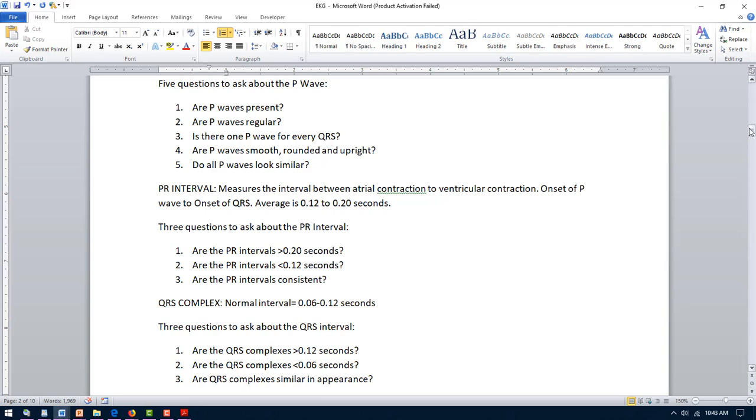QRS complex, remember that this is our ventricles contracting. So if there is an issue with our ventricles, this is where it's going to show up in the QRS.